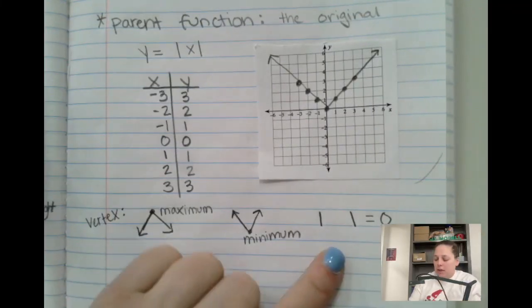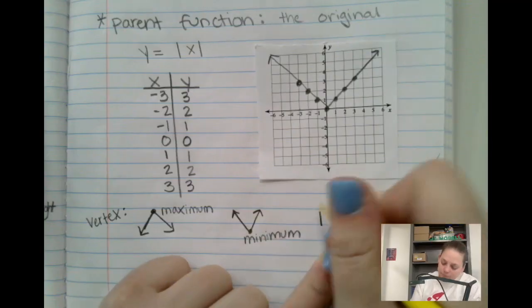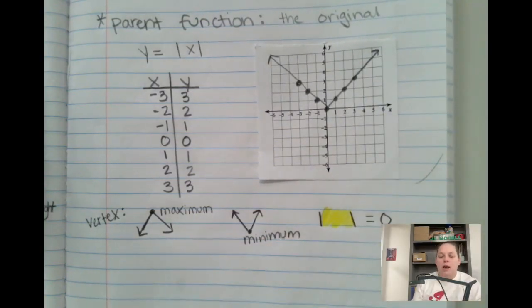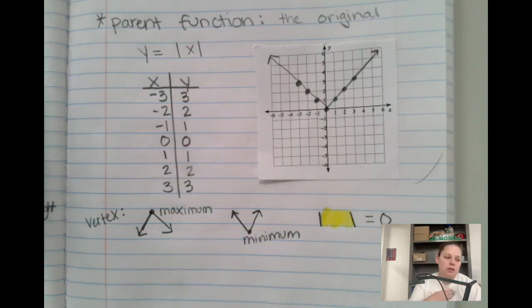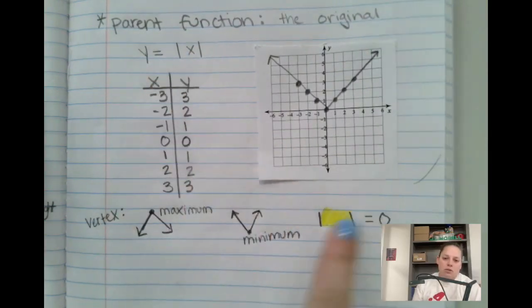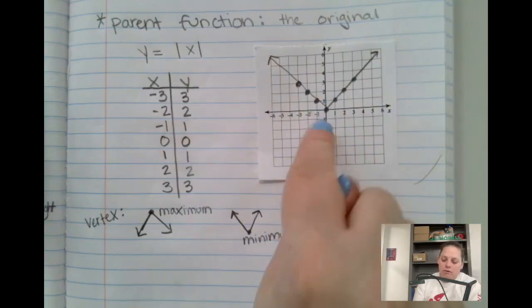So this is where I'm going to use my yellow colored pencil today, because we're always looking on this inside part of this absolute value to find that vertex. This one was easy because it was just x, so to find it when it was 0, we just needed the inside to be 0. So our vertex was at 0.